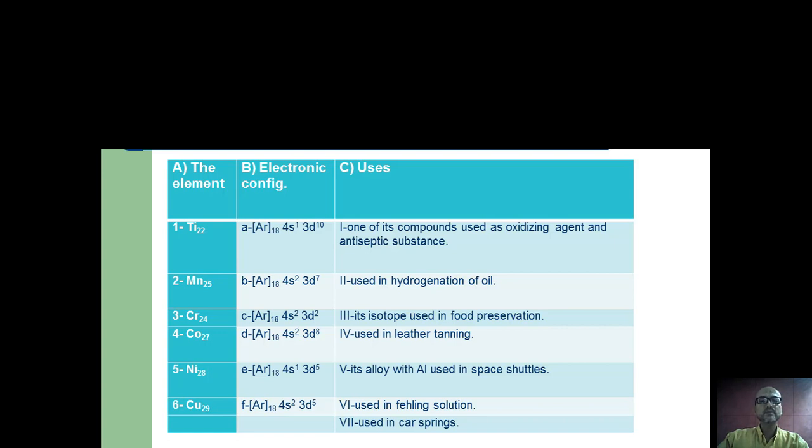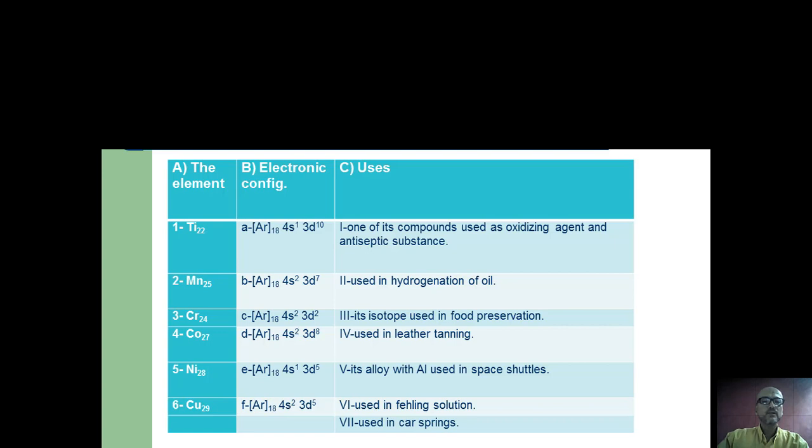One of its compounds is used as an oxidizing agent and antiseptic substance. So 2 with F with I, the first choice of column C. Next, chromium 24. Yes, what is the answer? The choice from column B is yes, excellent. It will be E for S1 plus 3D5.